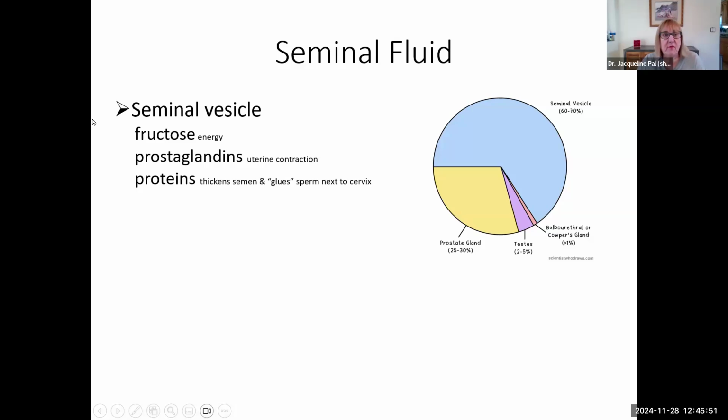And the fluid from the seminal vesicle contains three things which are really important. The first is fructose, and fructose is the energy source that the sperm can be using, because remember, they are going to have to swim quite a ways. The second content that's important are prostaglandins, and these prostaglandins, once they are inside the female, are going to be causing some uterine contractions, which will shorten the pathway for the sperm to make pregnancy easier.